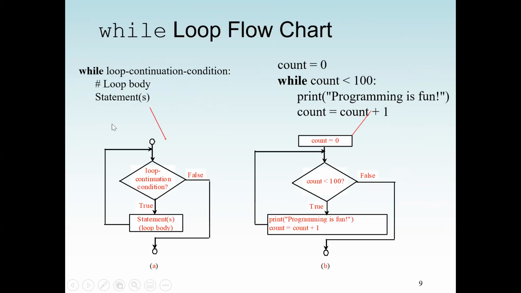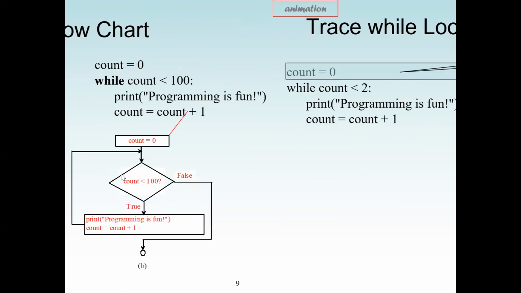So we shall go through the statement one more time. Here we have the condition. The loop condition is true. We execute our statement, then we check the condition again. We can see the arrow is going back to the condition again.